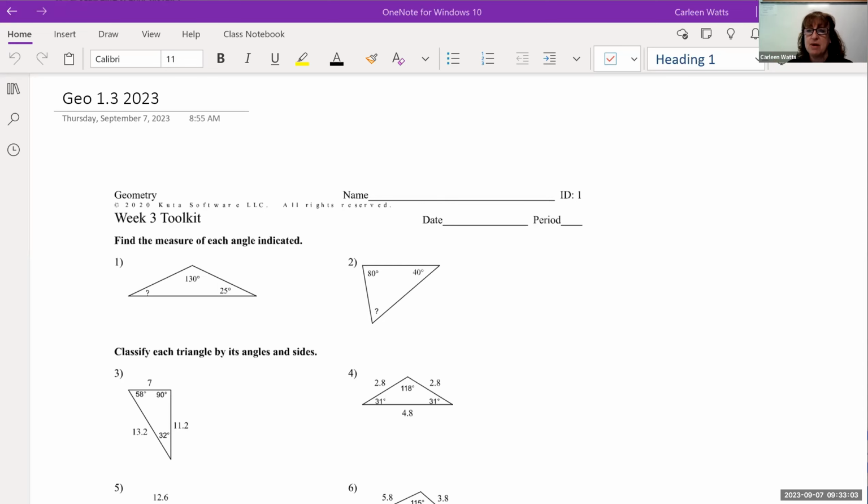Okay, and then we're going to have a test week 5. So this is week 3, and our test is week 5. Any questions before we get started?